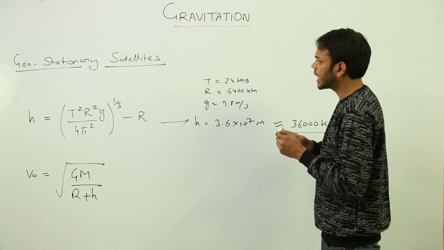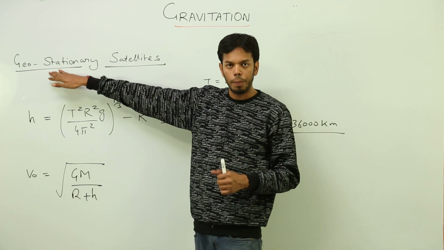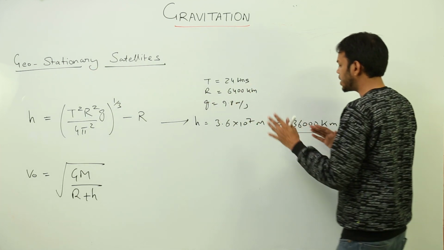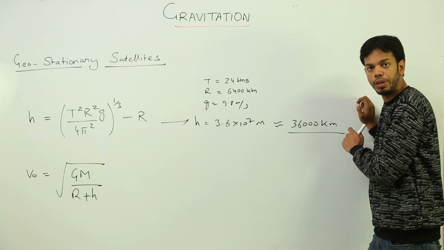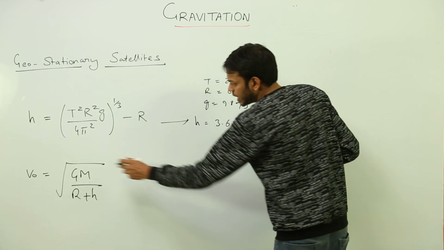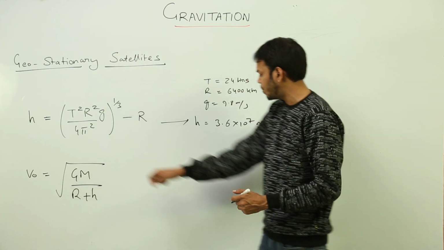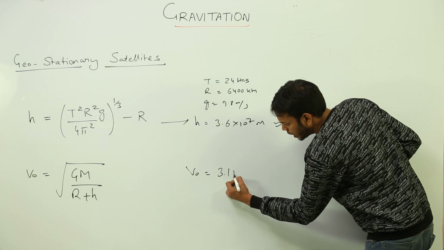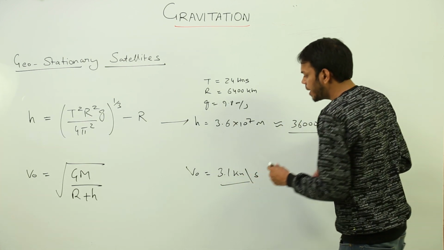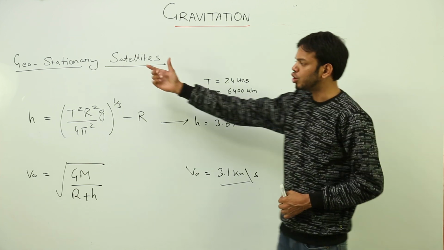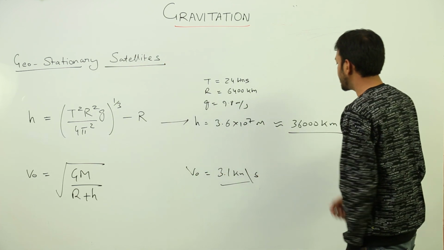So for a satellite to be in geostationary orbit about Earth, the minimum distance has to be 36,000 kilometers, and as well as that, the orbital velocity would be, if I put this value of h in this formula, I'll get 3.1 kilometer per second. So this is the minimum orbital velocity at which a geostationary satellite would be orbiting the Earth.